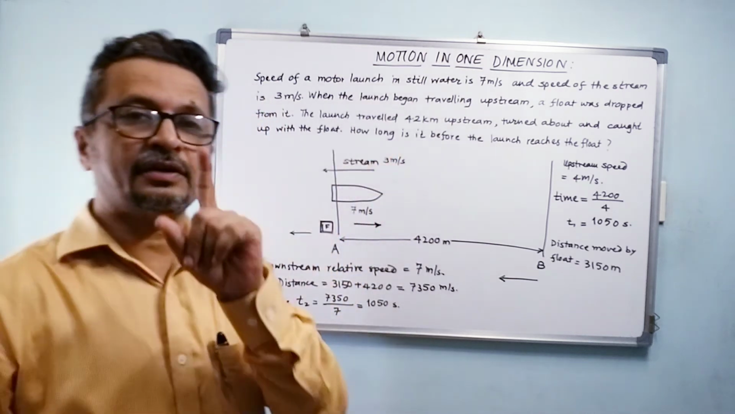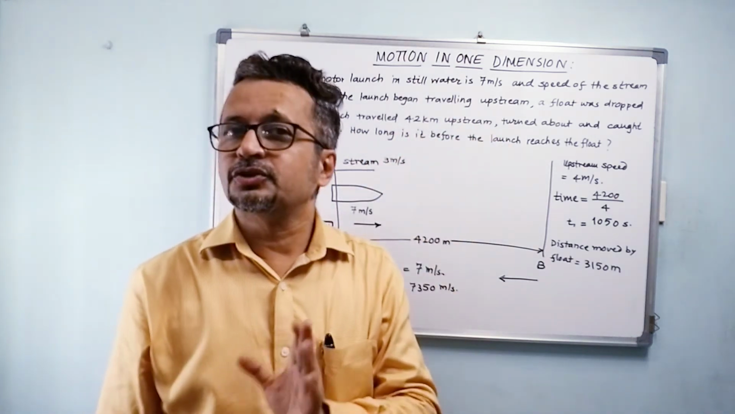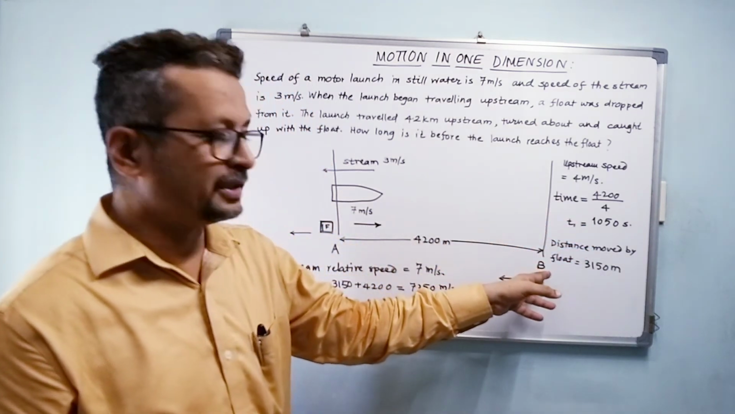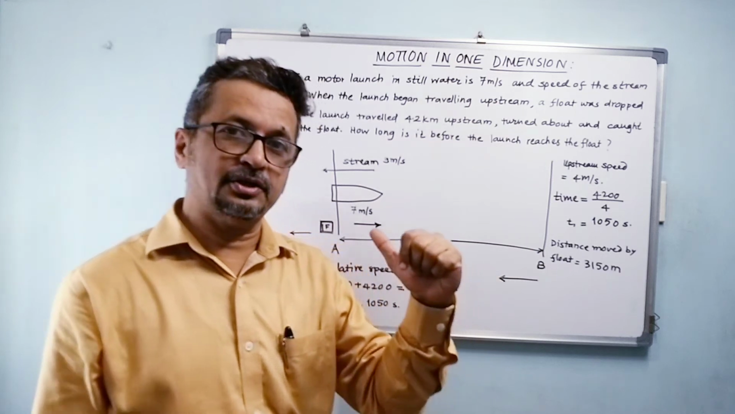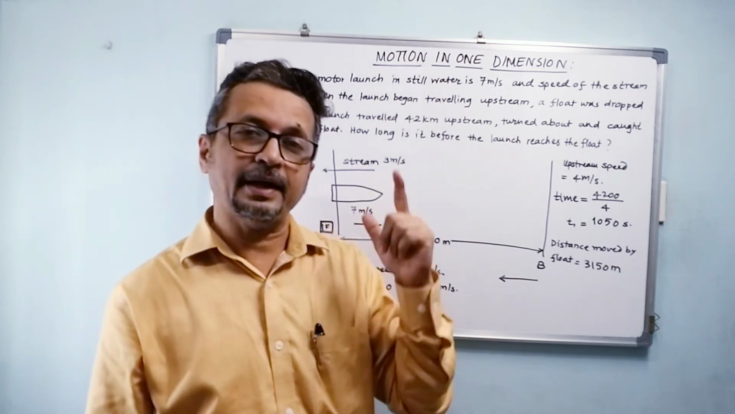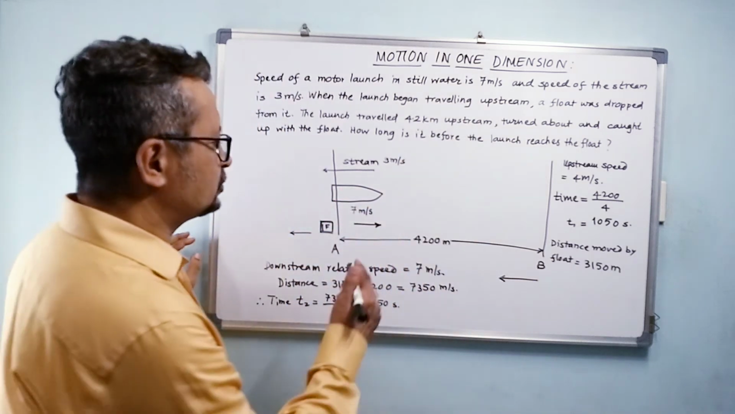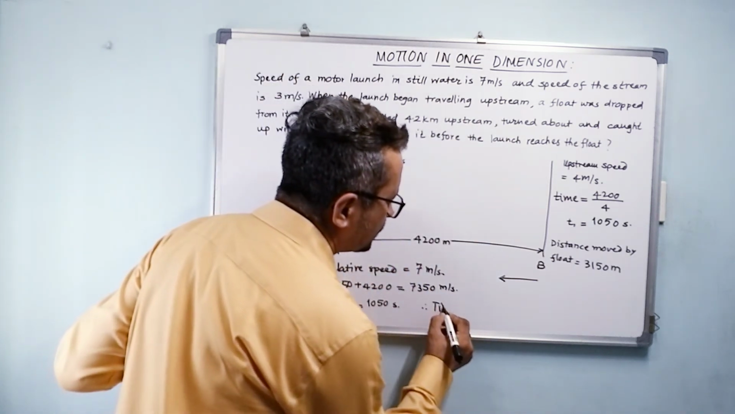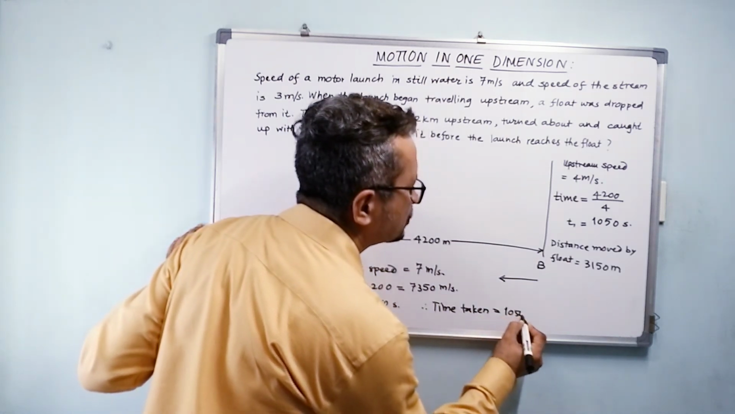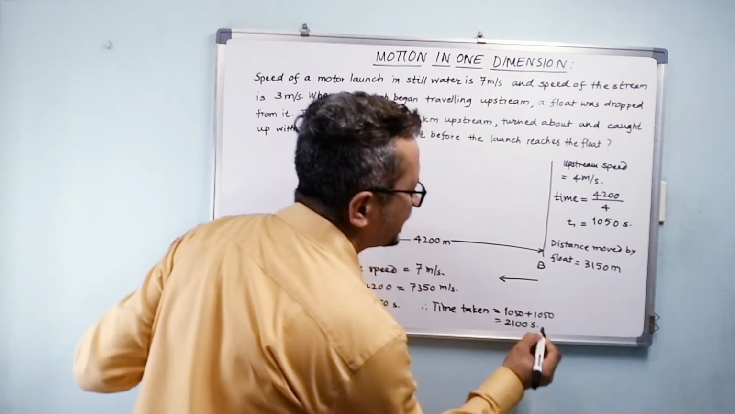So now what is the question? Question is, how long is it before the launch reaches the float? Launch has started its upstream journey, it reached that point B, and then turned about, and then it caught up with the float. So the total time would be time taken to cover 4200 meter and back. Total time taken is 1050 plus 1050, that is equal to 2100 seconds, correct?